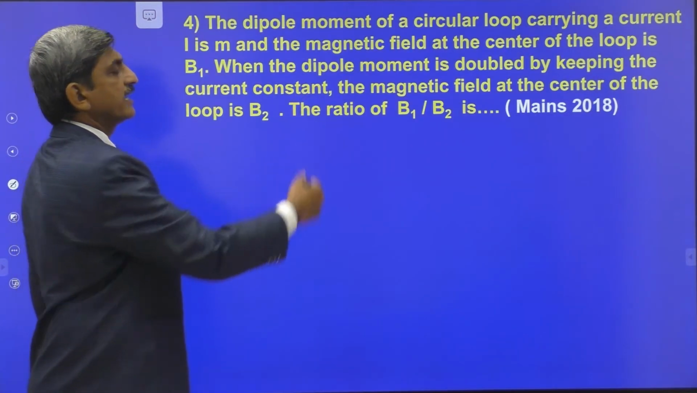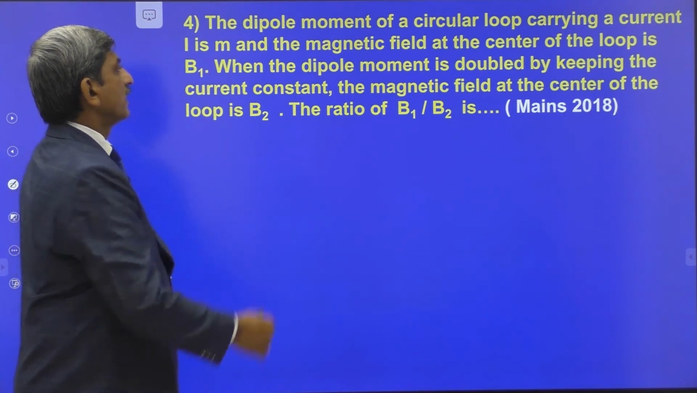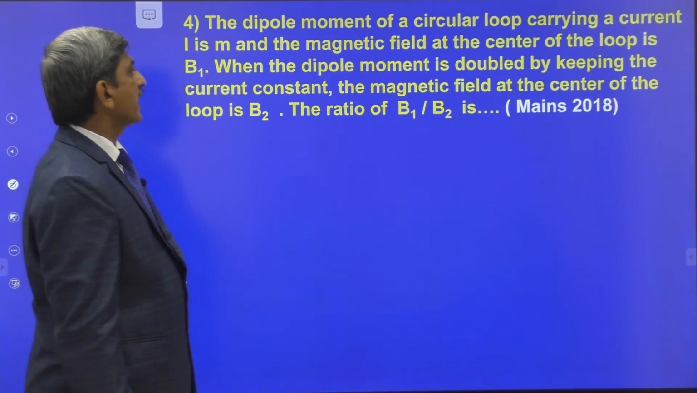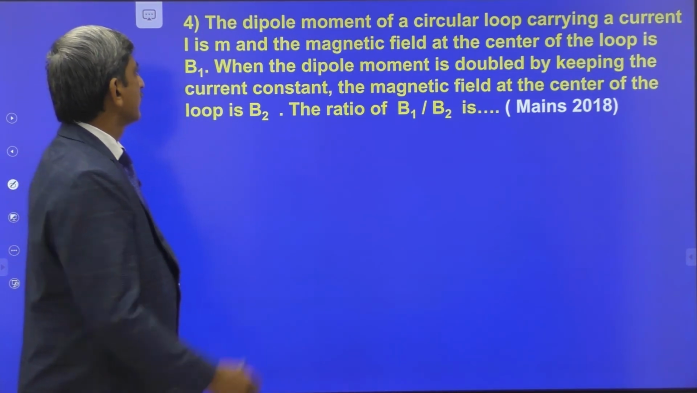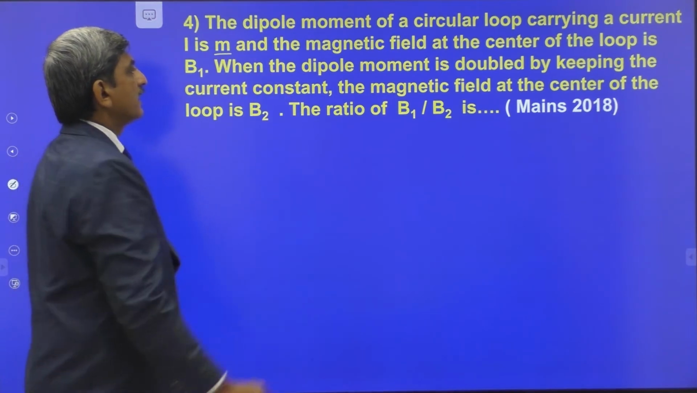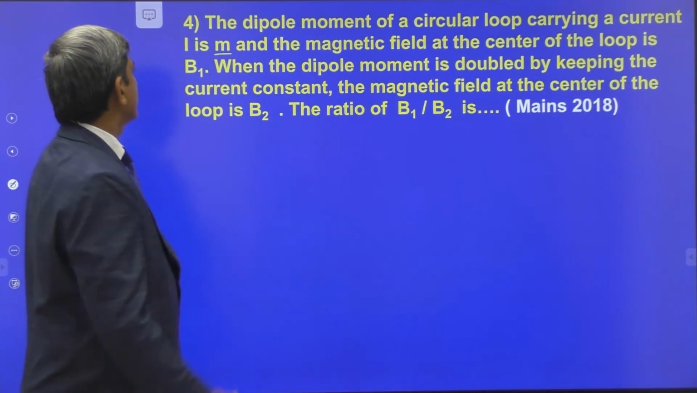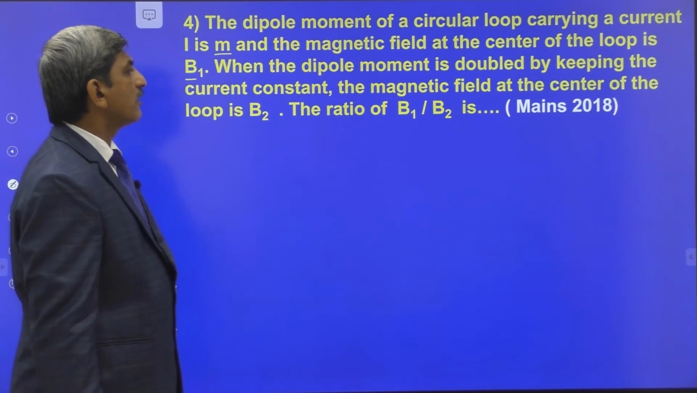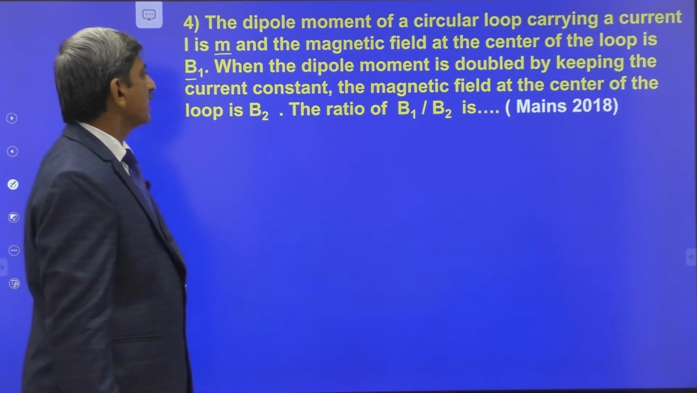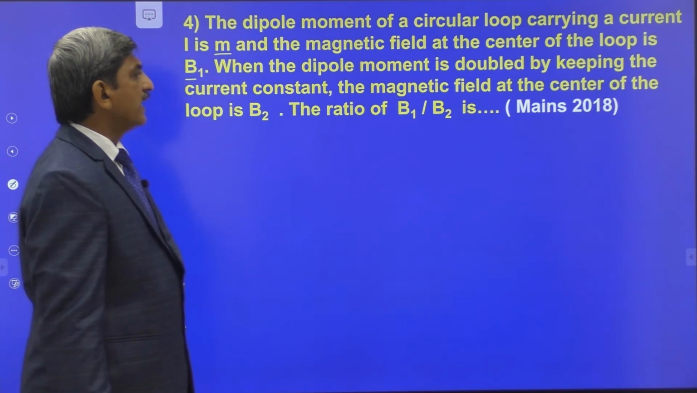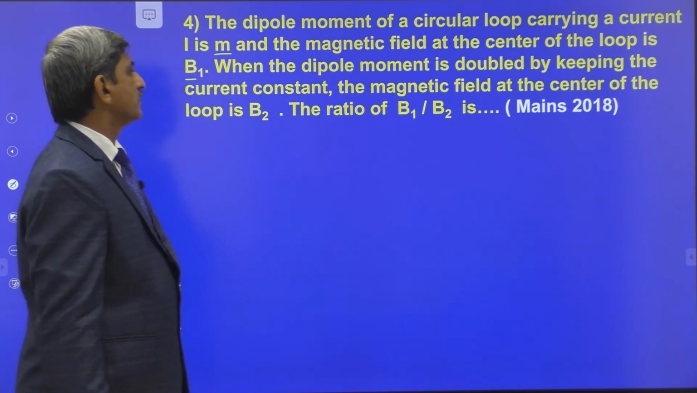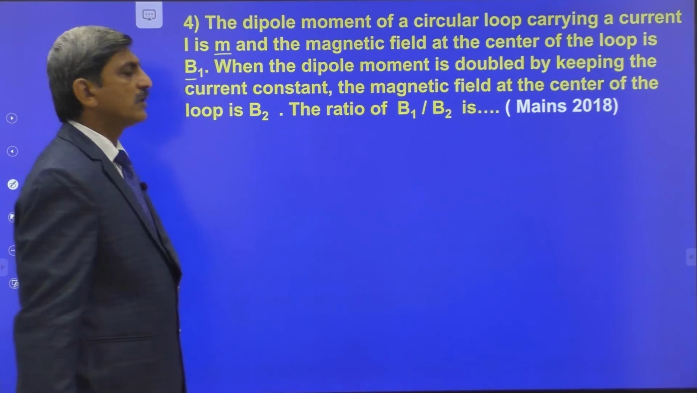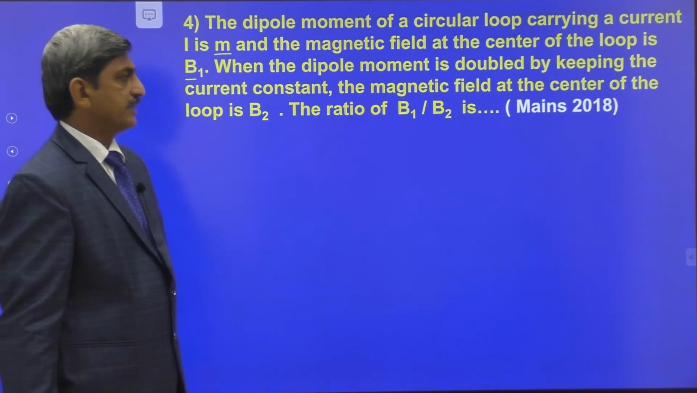Come to the next problem. The dipole moment of a circular loop carrying a current I is M, and the magnetic field at the center of the loop is B1. When the dipole moment is doubled by keeping the current constant, the magnetic field at the center of the loop is B2. Then the ratio of B1 by B2 is dash.